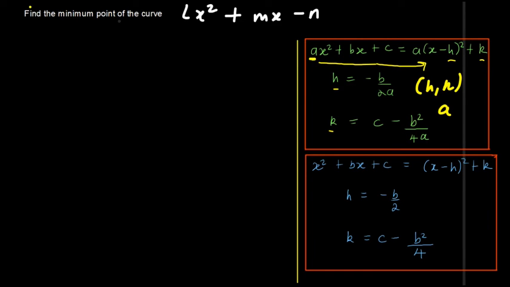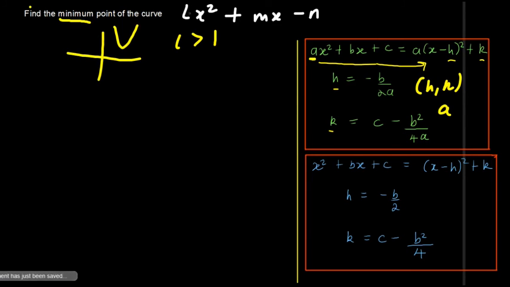So from this statement, we are just assuming that l is greater than 1, or it's positive, because this question is asking us to find the minimum point of the curve. So this parabolic curve will be sort of this. It will be facing up. That's what we are assuming. It's just an assumption because these are just letters, they are not numbers.